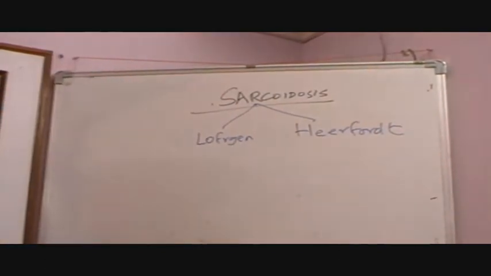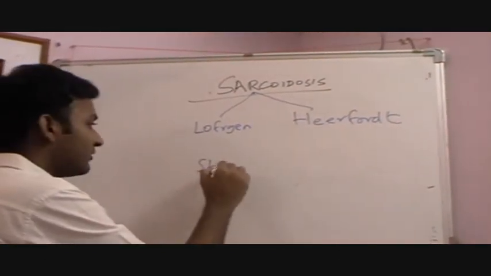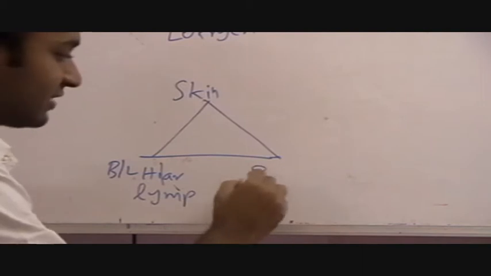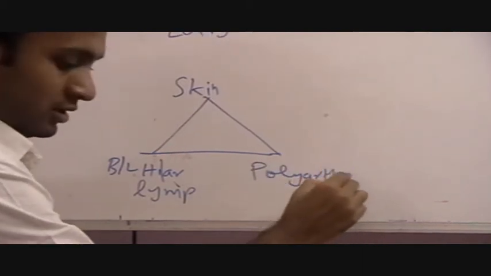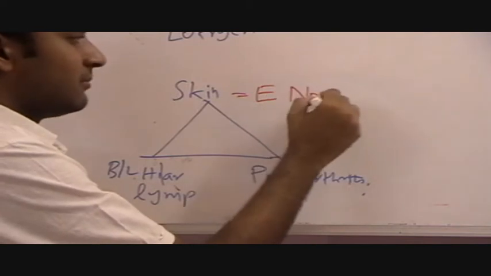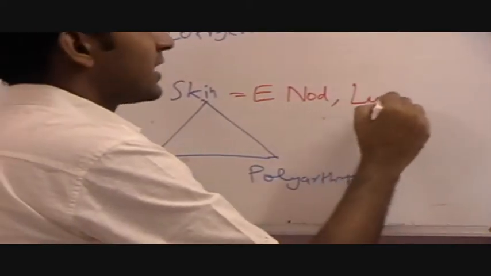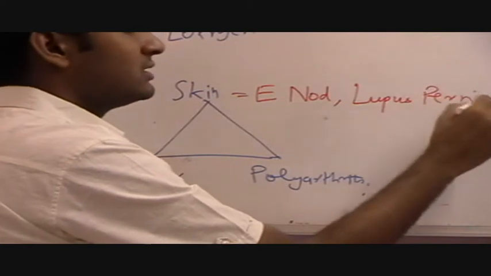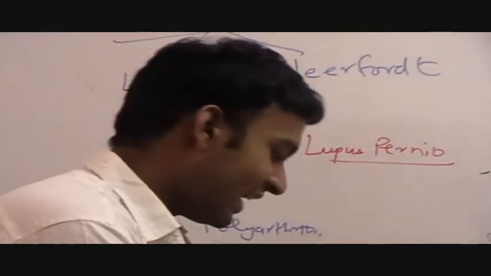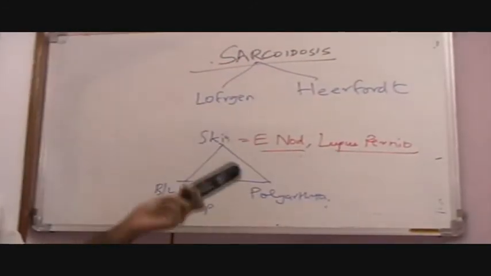What is seen in Lofgren syndrome? It's a triad. The skin conditions you have, then you have bilateral hilar lymphadenopathy. The third one is you have polyarthritis. What are the skin conditions? Erythema nodosum. Lupus pernio. You will read about it in your dermat. Just understand these two. So two important syndromes, Lofgren's, Heerfordt. That ends our discussion on sarcoidosis.